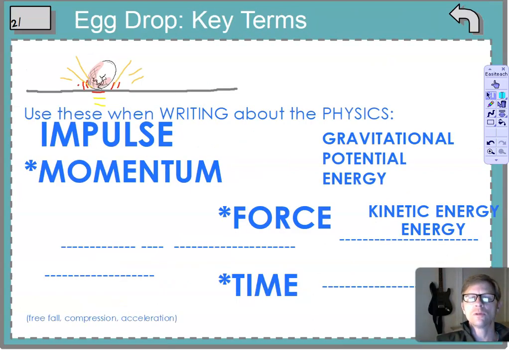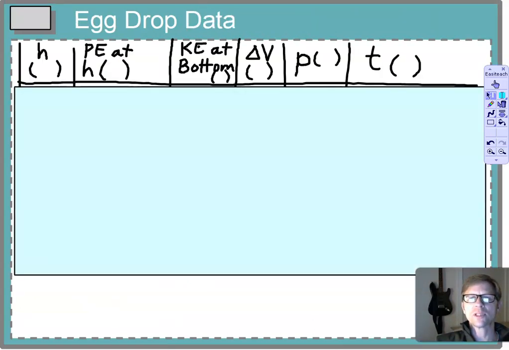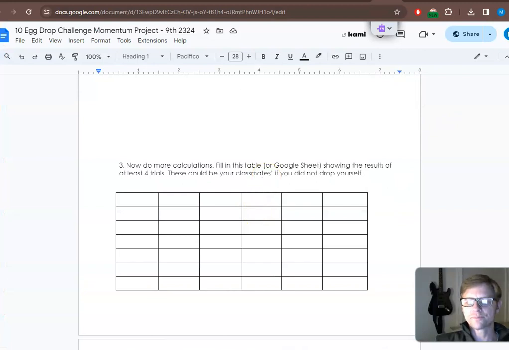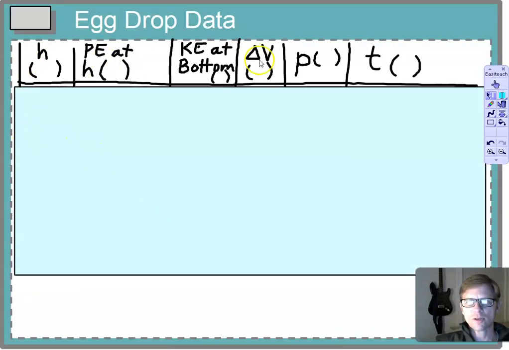So, step by step, here's our data table. It doesn't look exactly like it, but it is this data table here. So here are the columns. Let's go through it. What I really care about is these last three: change in velocity, momentum, and time.